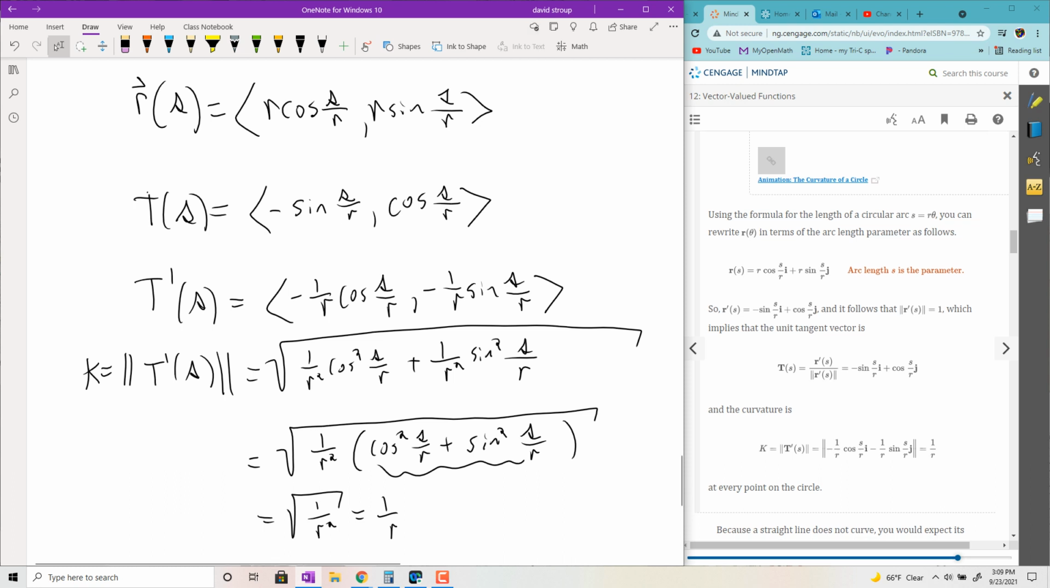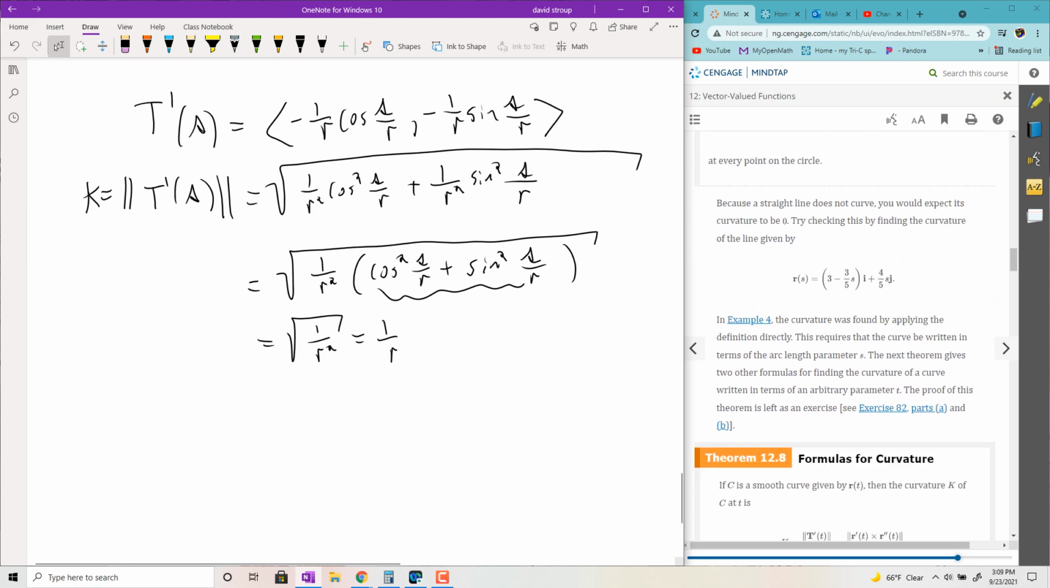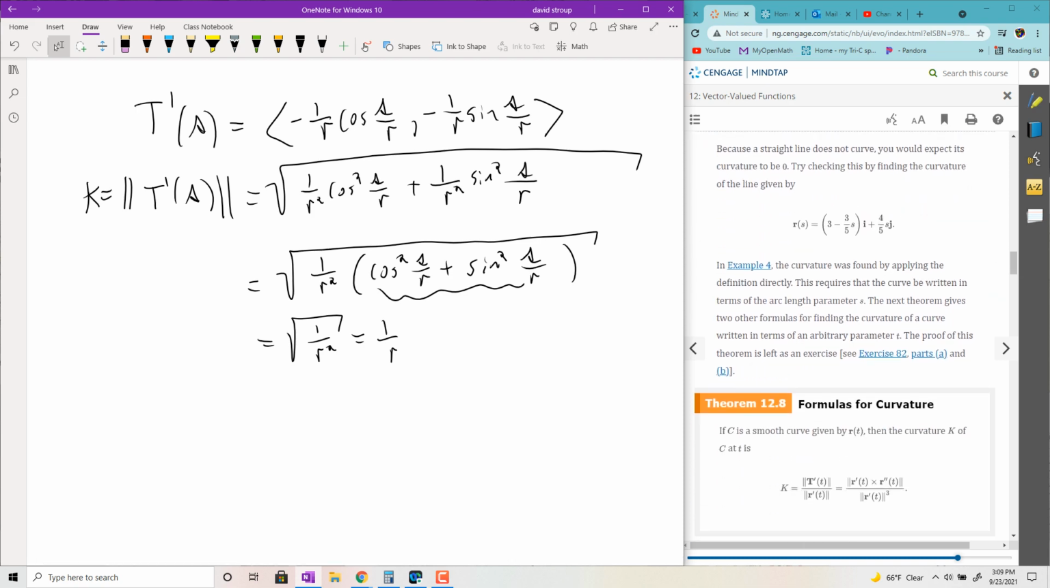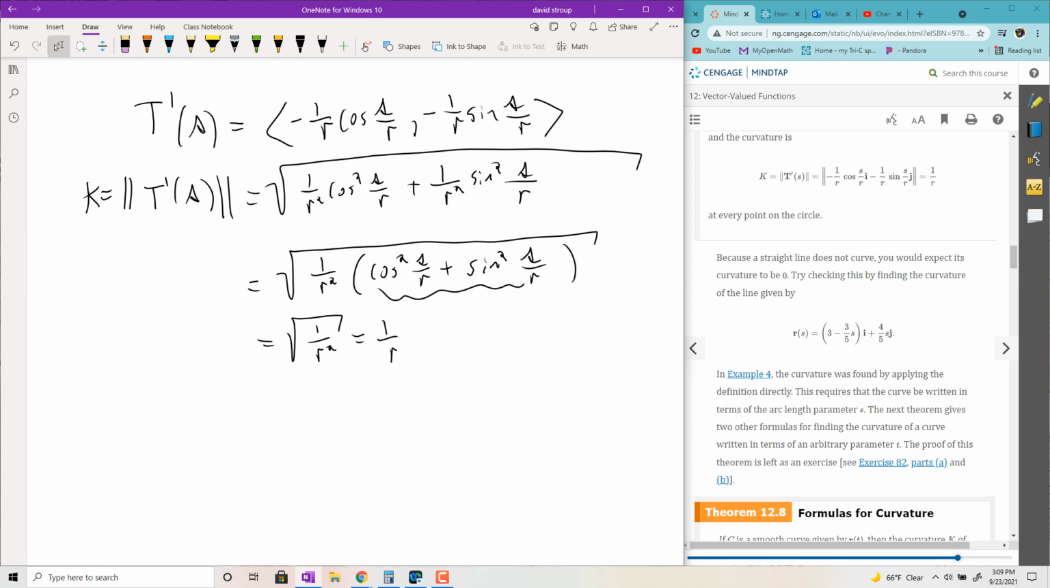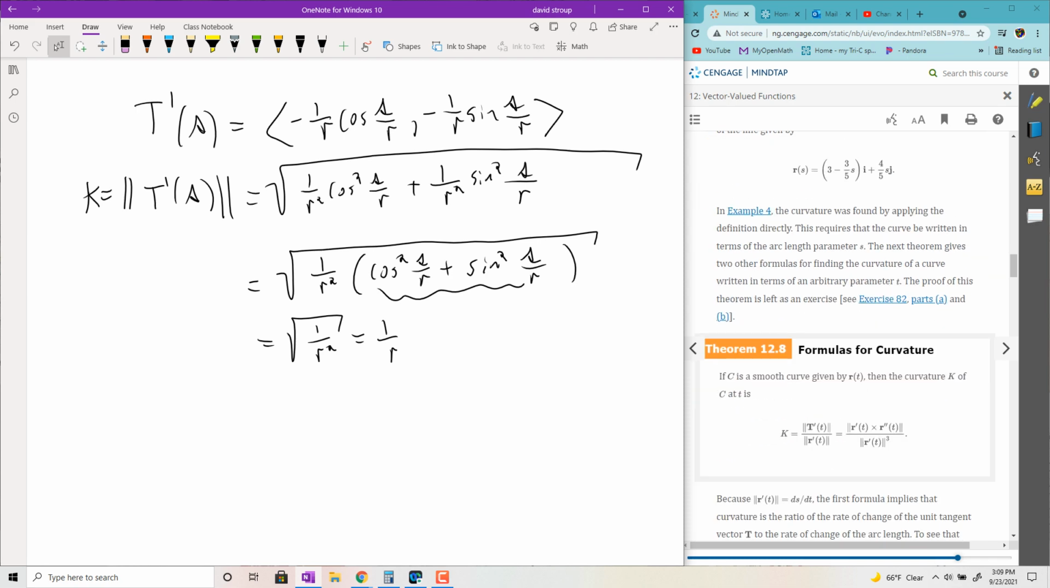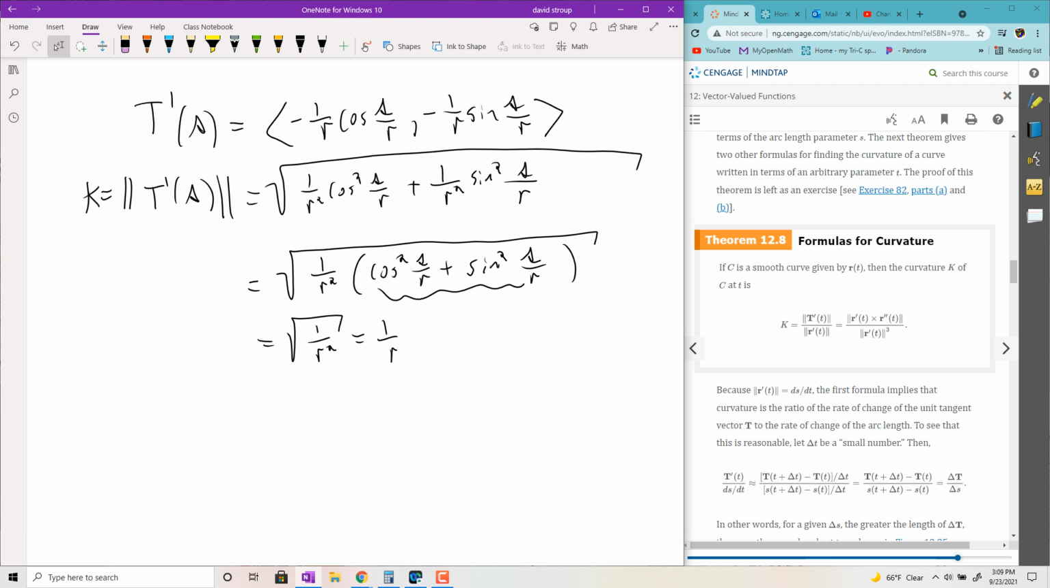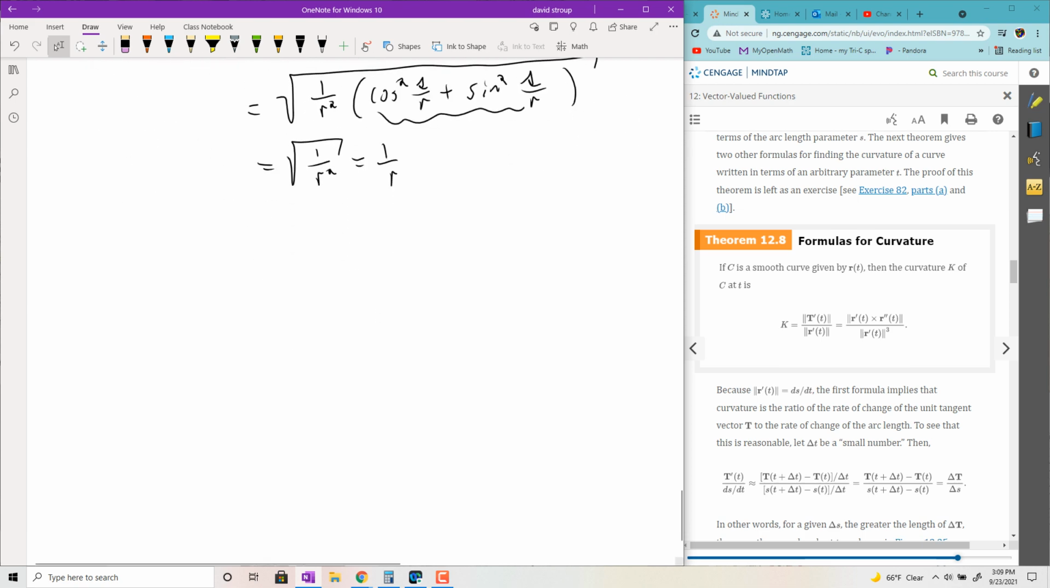Right. Oh, they did the same thing I did. Okay, that's awesome. We're talking about the curvature of a straight line of 0. That's great. We have some other formulas for curvature given in Theorem 12.8.